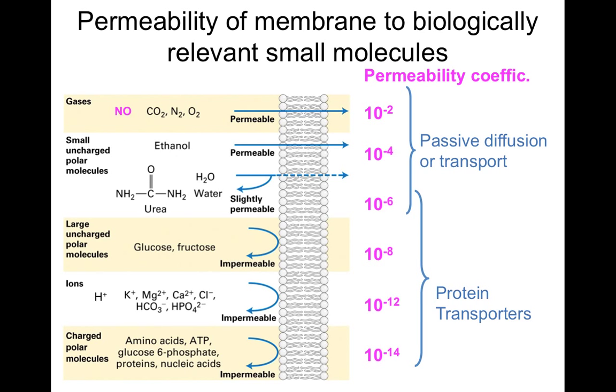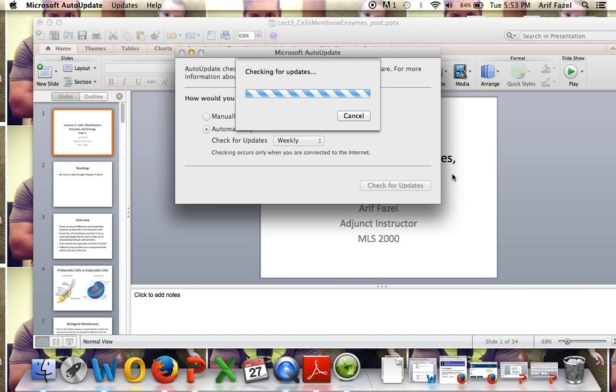Remember also the fact that we mentioned at the beginning of this lecture that the plasma membranes are permeable or semi-permeable. So this is a list and an example of molecules that are permeable or slightly permeable.